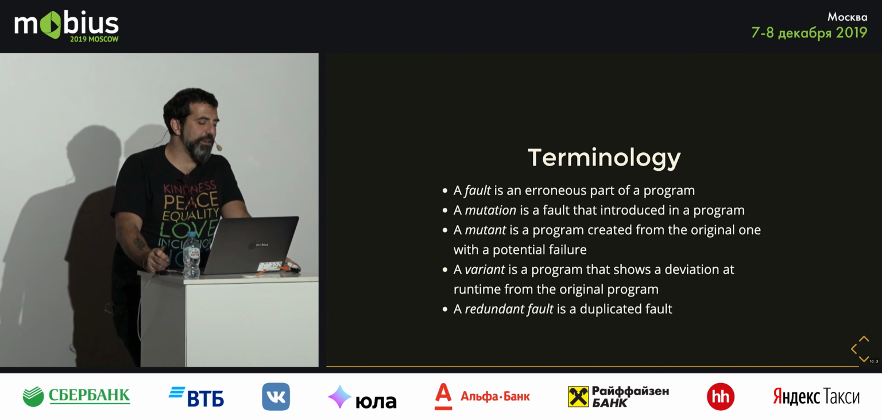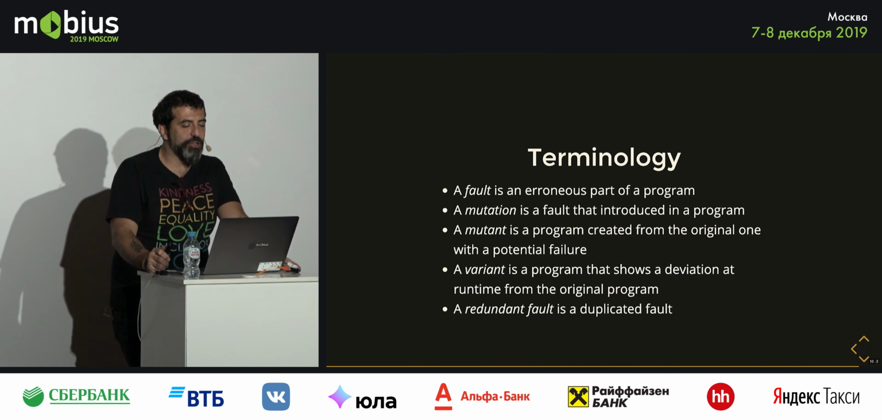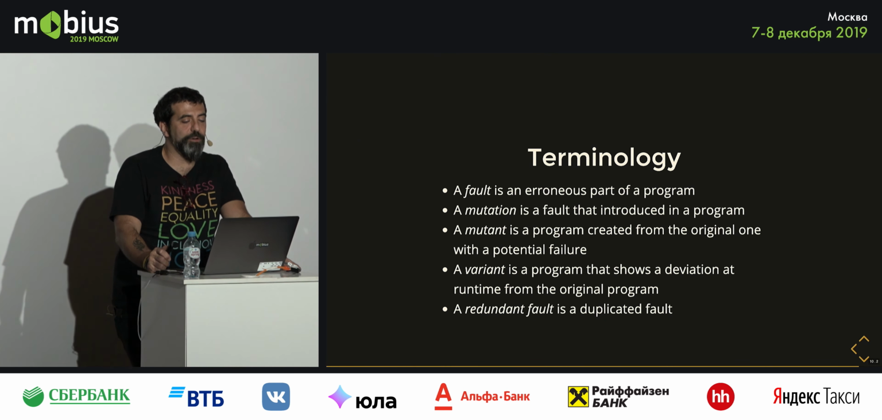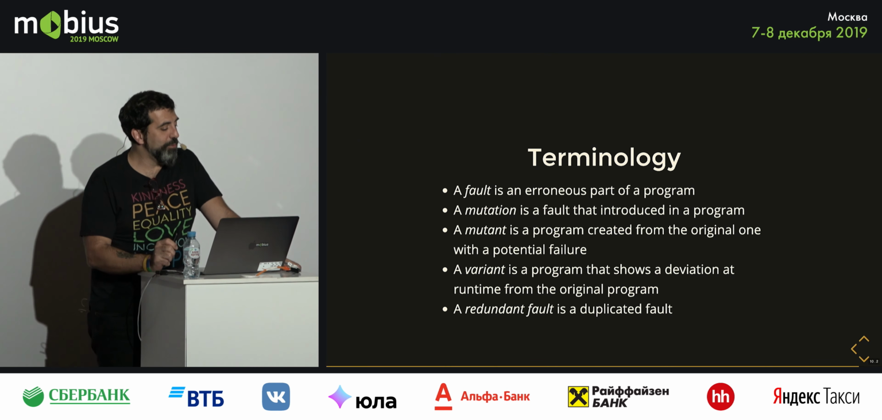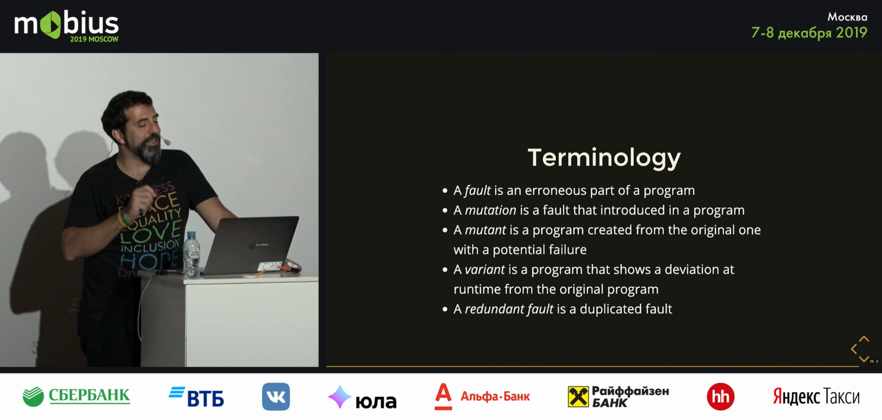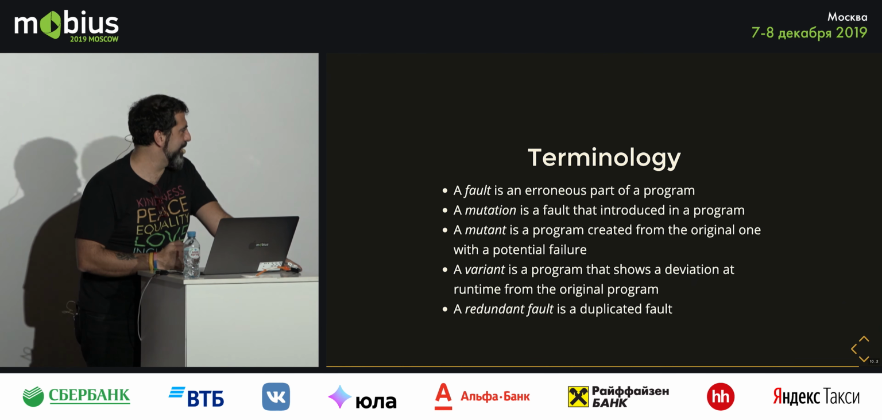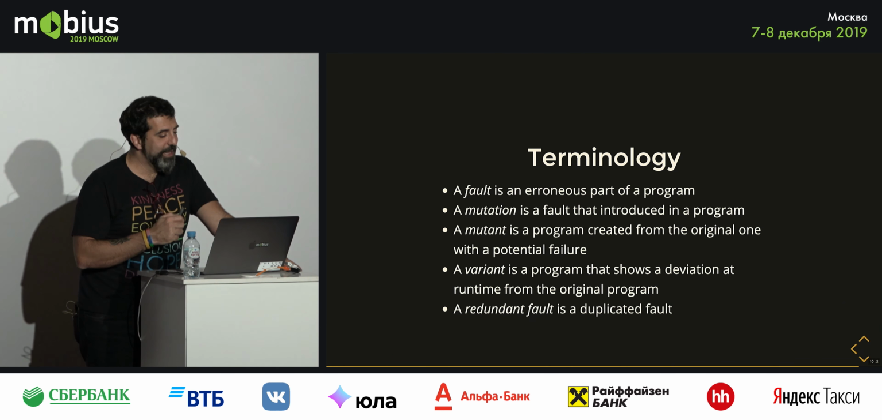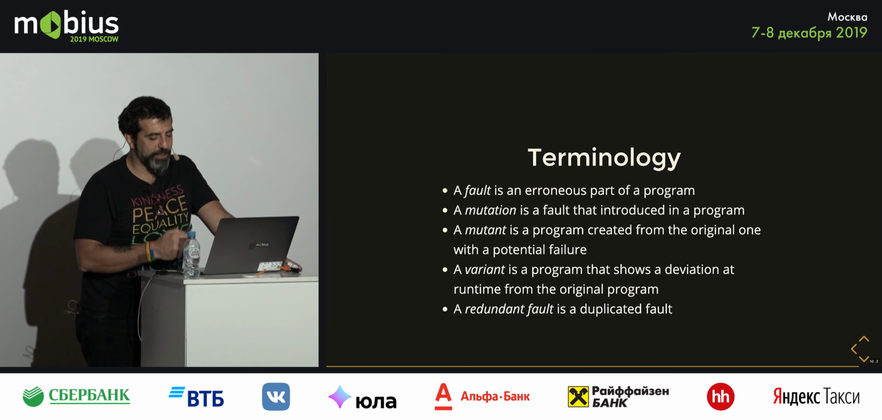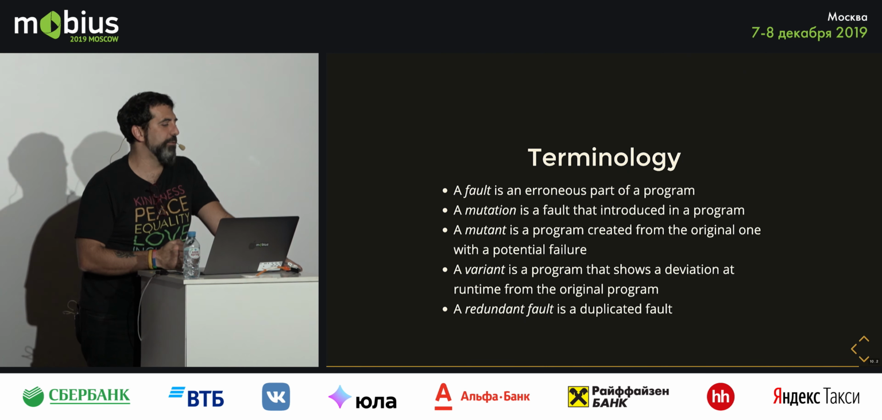A fault is an erroneous part of a program. A mutation is a fault that is introduced in a program. A mutant is a program created from the original one with a potential failure. A variant or a variation is a program that shows a deviation at runtime from the original program. And a redundant fault or equivalent mutation is a duplicated fault.